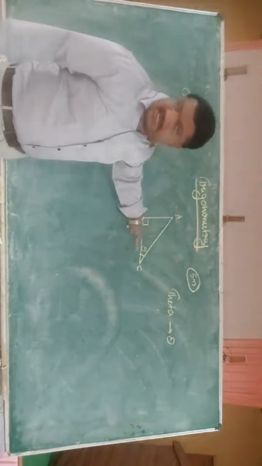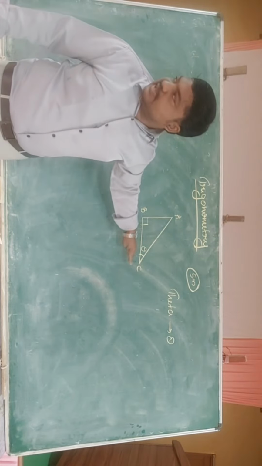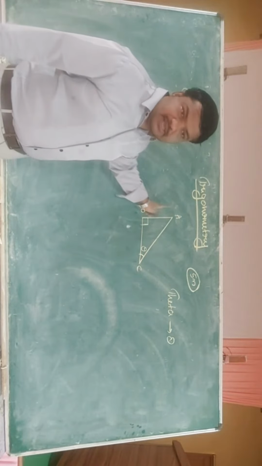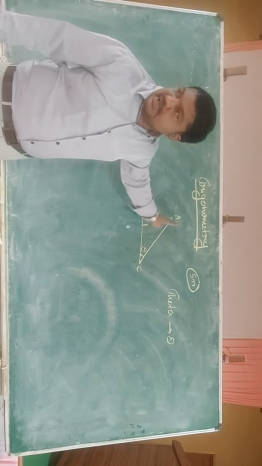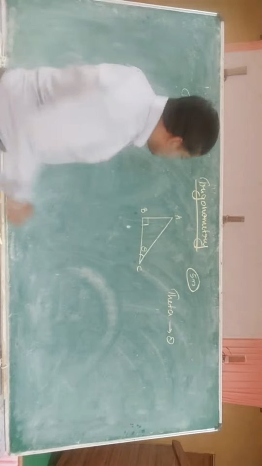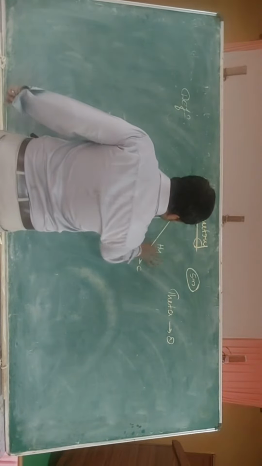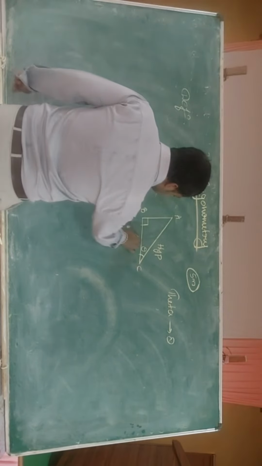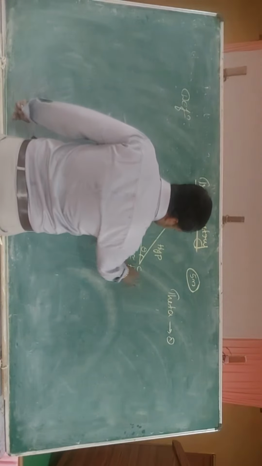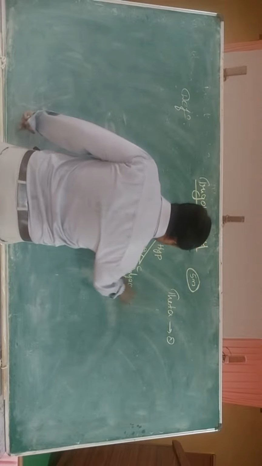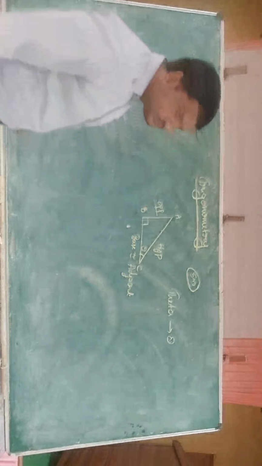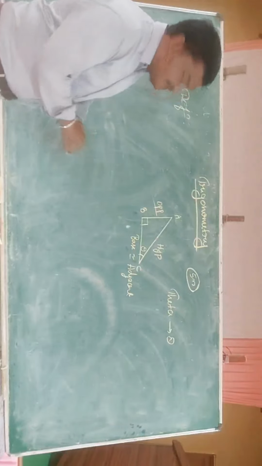Then this BC is called the base. And this AB is opposite to this theta, so this is the opposite side. And this AC is the hypotenuse side. So AC is a hypotenuse, and BC is a base, or you can call it adjacent. And this AB is the opposite side.